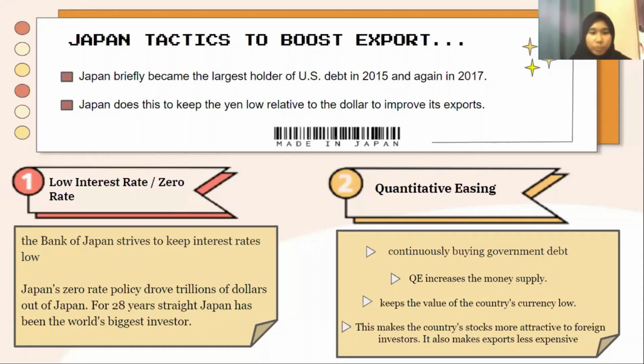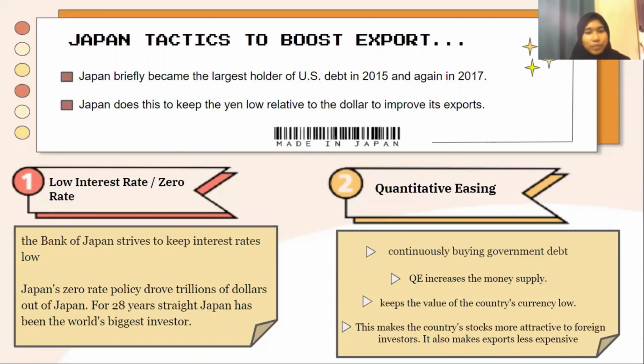Japan is very popular for its low interest rate and also zero rate. The Bank of Japan strives to keep its interest rates low. So how do they keep their interest rate low? They use the quantitative easing method. Quantitative easing is continuously buying government debt, and this will increase the money supply in the country. When the money supply increases, it will keep the value of the country's currency low.